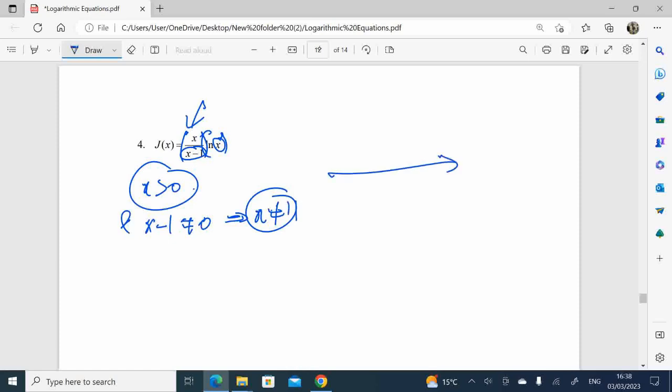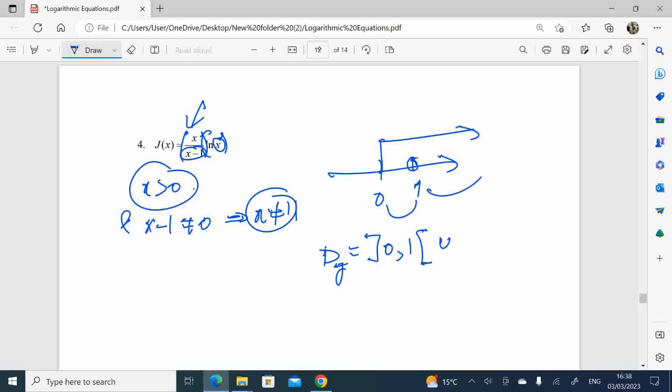So if I look on this number line, this is 0 and this is 1. I can take all values of x greater than 0, except I don't need this one here. So my domain should be all values from 0 till 1. I don't want to take 0 because it's strictly greater than 0. So it's open at 0, till 1, also open at 1 because I don't need 1. Then union from 1 till plus infinity. So this is the domain for j.